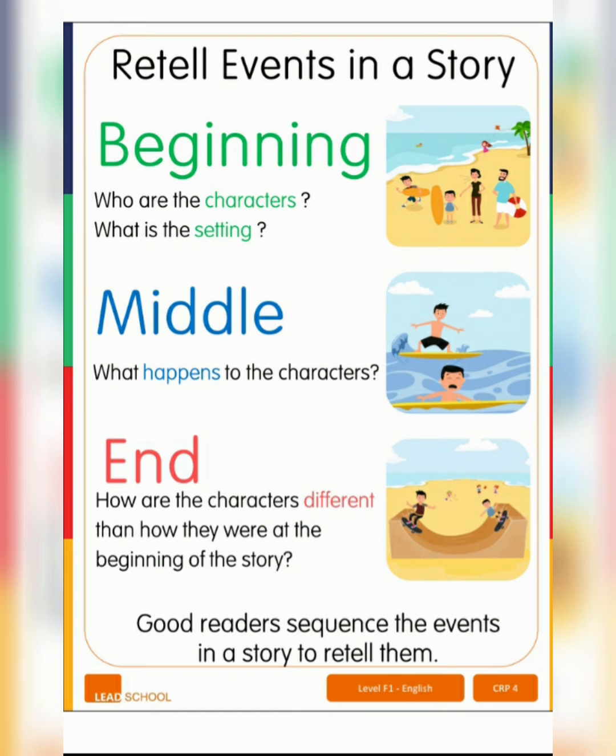Now, in the third step, we need to write the end part of the story. At the end, what was going on in the story? How are the characters different than how they were at the beginning of the story. In the starting, how the characters are, and at the end, how the characters are. So, like this, good readers sequence the events in a story to retell them.